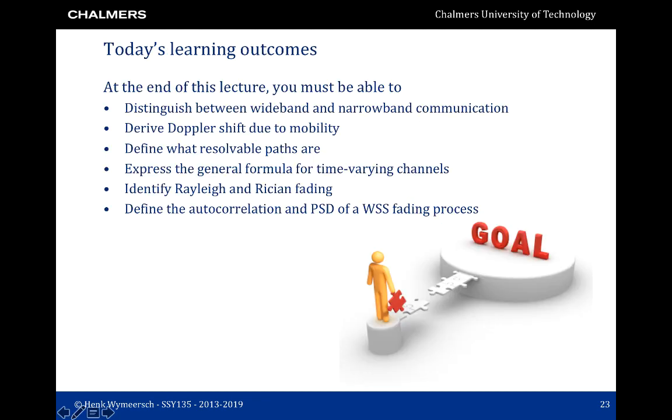We are now ready to conclude this lecture. What we've seen so far is that we're able to distinguish between wideband and narrowband communication for a given physical channel. We were able to derive Doppler shift due to mobility, define resolvable paths, and express a general formula of time-varying frequency-selective channels. We then focused on the difference between Rayleigh and Rician fading and determined autocorrelation functions and power spectral density of wide-sense stationary fading processes.